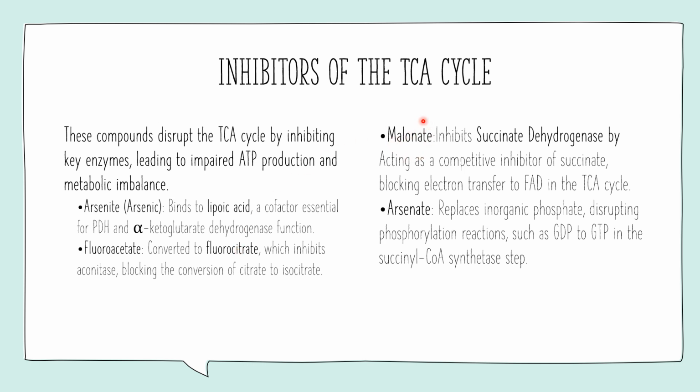Another compound is malonate, which can inhibit succinate dehydrogenase by acting as a competitive inhibitor of succinate. And so this will block the transfer of electrons to FAD. So these are some of the inhibitors of the TCA cycle.